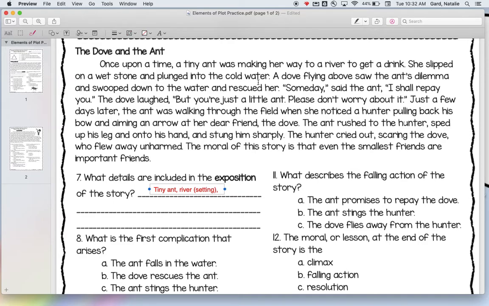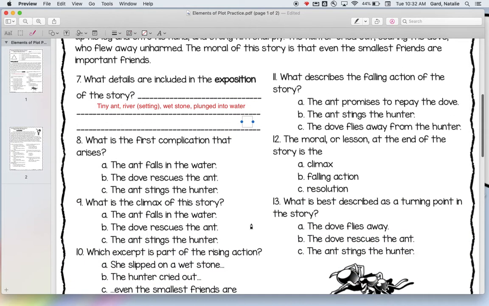So I'm going to shorten it up. I'm going to say whetstone and plunged into water. So any of those things, you wouldn't have necessarily had to have all of them, but any of those things could have been included in the exposition.